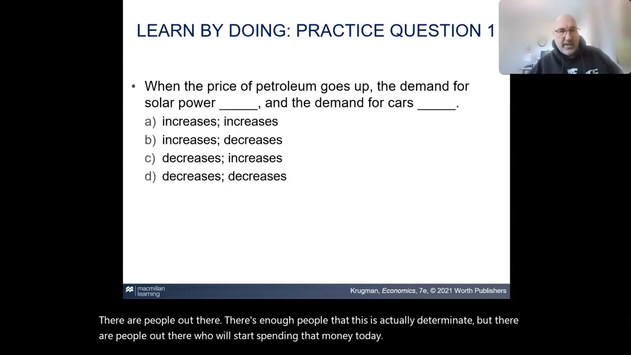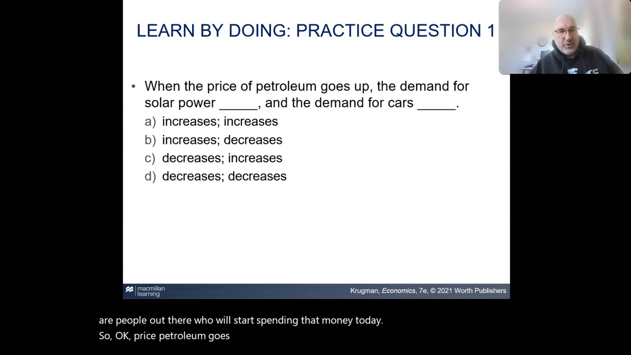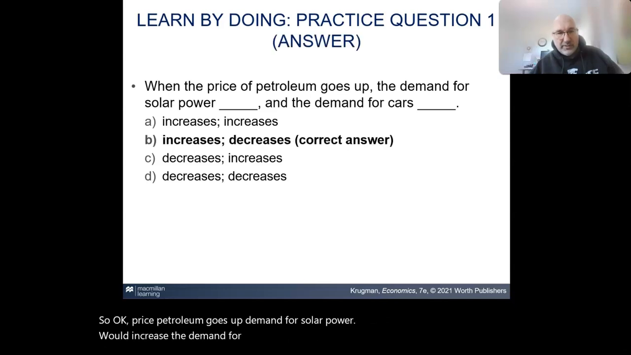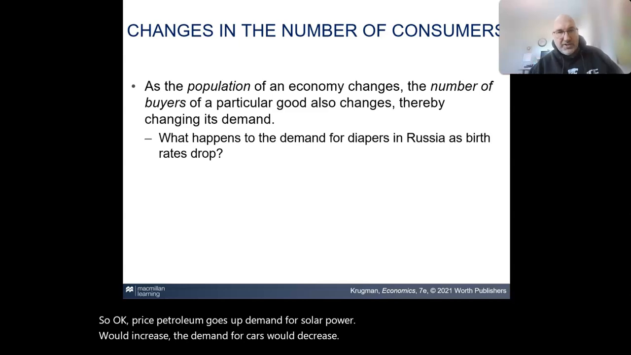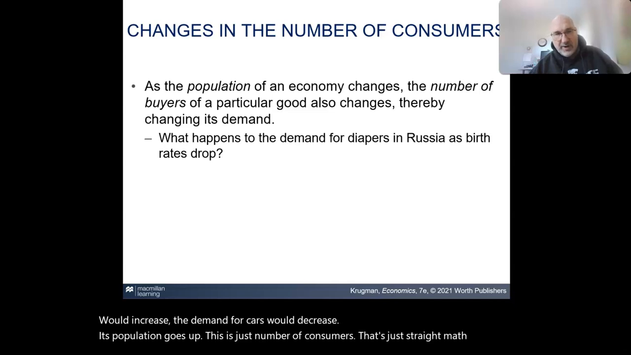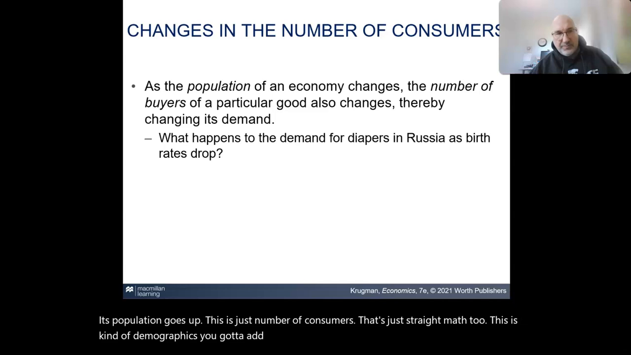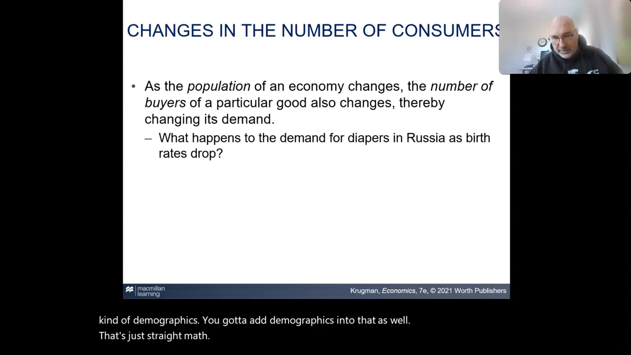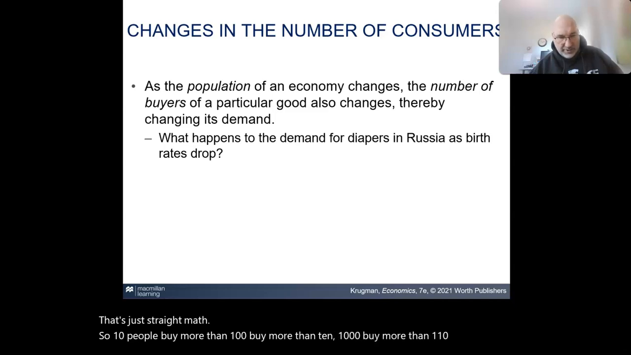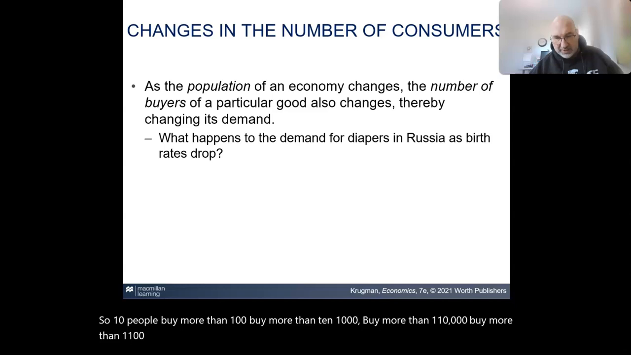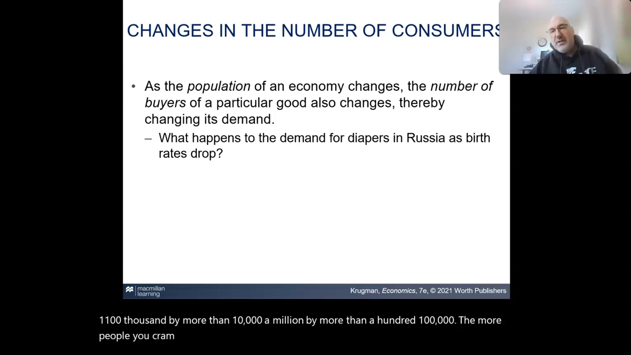Okay. If the price of petroleum goes up, demand for solar power would increase, and the demand for cars would decrease. As population goes up, this is just the number of consumers. That's just straight math too. You have to add demographics into that as well. So, 10 people buy more than one, 100 buy more than 10, 1,000 buy more than 100, 10,000 buy more than 1,000, 100,000 buy more than 10,000, and a million buy more than 100,000. The more people you cram into a space, the more stuff they buy.